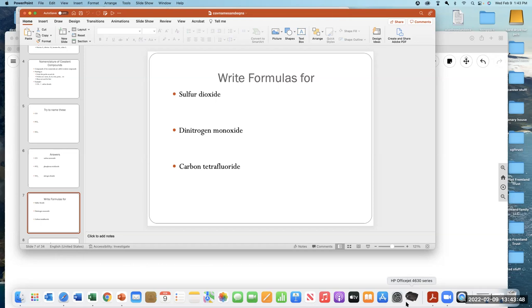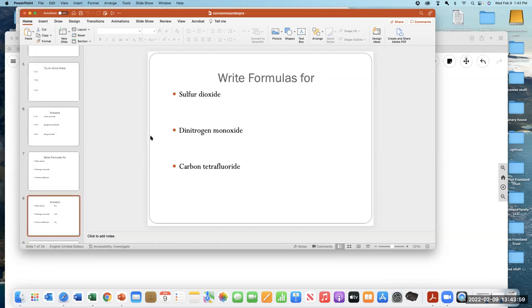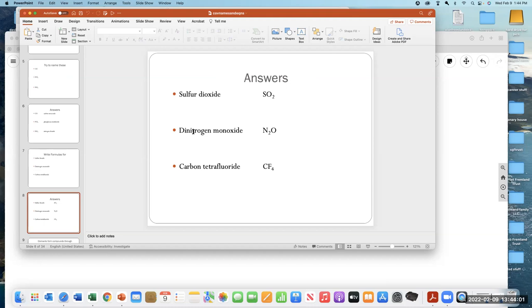All right, so let me go ahead. If you just look at the name, this is sulfur and two oxygens, so it's going to be SO2. Dinitrogen means two nitrogens. Monoxide, one oxygen. We don't write a one. This one has a common name you may have heard of: laughing gas or nitrous oxide. That's a common name though.